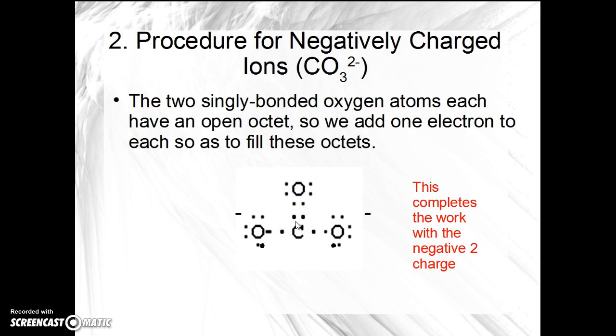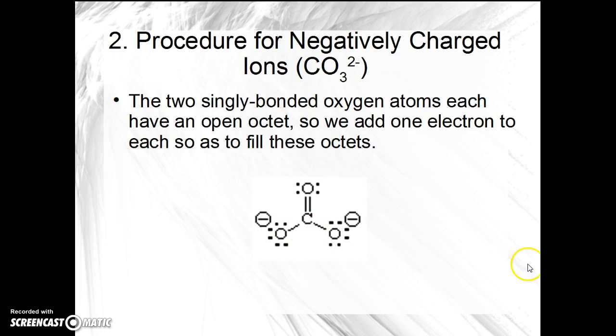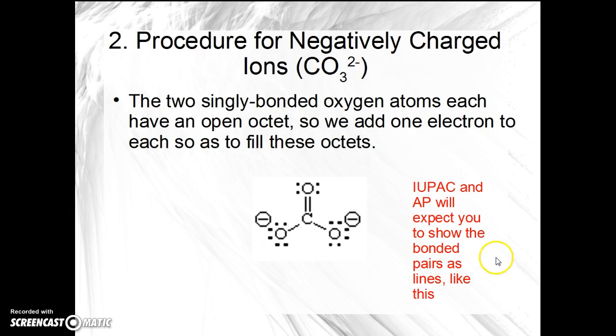What do you think the shape of this would be? Well, you've got 1, 2, 3 centers, and they're going to repel each other, so that you will get here a planar shape with something close to 120-degree bond angles. So this is the carbonate ion. Remember, the last thing we did was add the 2 negative charge in the form of 2 electrons. IUPAC and AP will expect you to show the bonded pairs as lines.